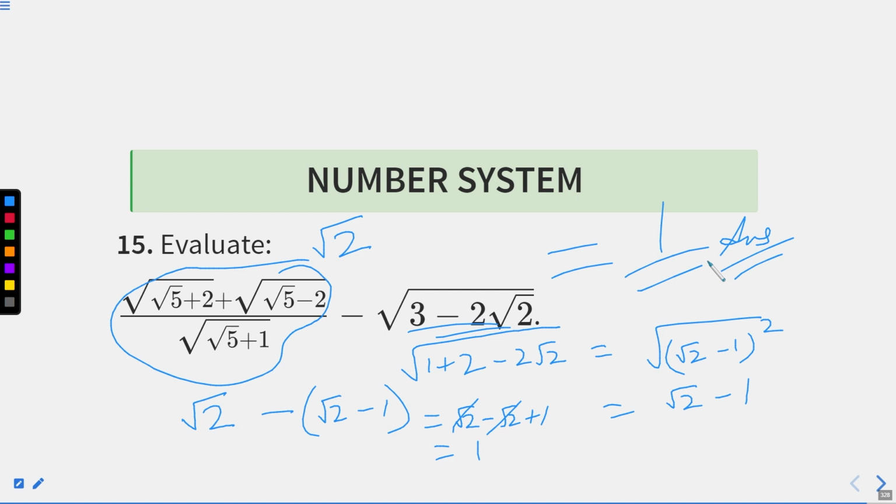So you see the beauty of rationalization, of how many times we have rationalized in order to get to our answer, and the answer is simply 1. So please always do calculations carefully and use the rationalization process very precisely. Okay, so let's move on to the next.